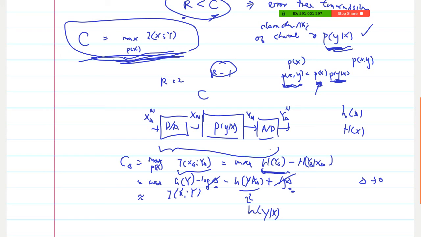This is actually the quantization step size for y, so I should write delta y here. It comes up because of the quantization of y. It doesn't matter whether you're conditioning on x or not.